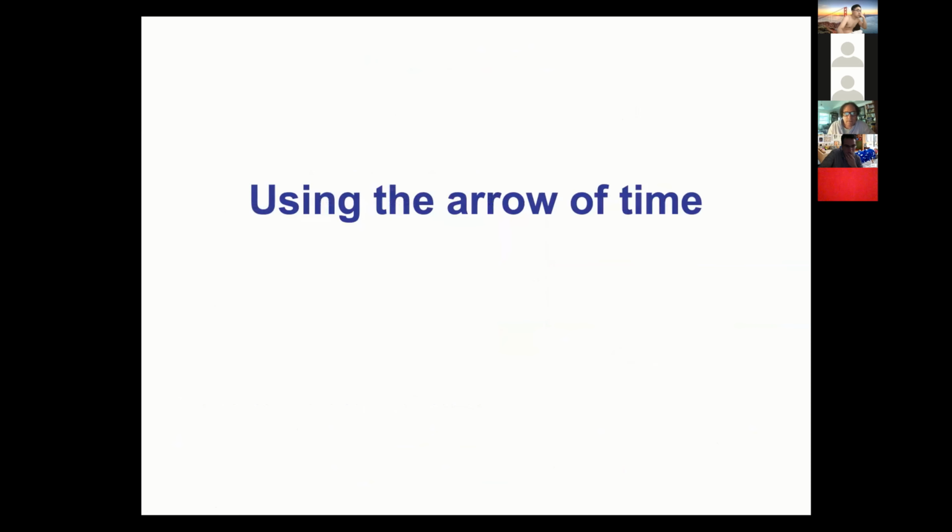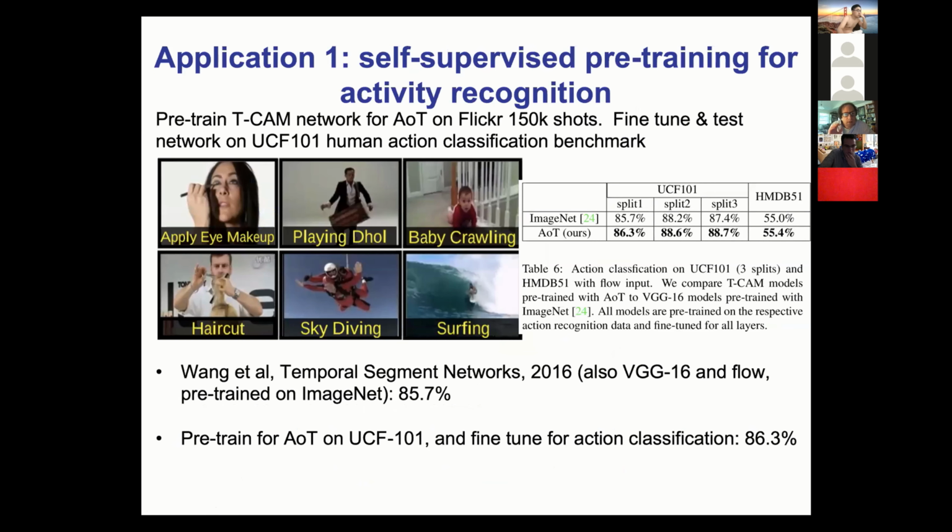Okay. So how is this useful? Well, one way, as I alluded to before, is you can use this as a pre-training to improve activity recognition. So you can pre-train an activity recognition network on labeled ImageNet or on the arrow of time. And if you do the pre-training with the arrow of time data set, you actually get better final performance in activity recognition than you do if you pre-train with these labeled ImageNet labels. So that's exciting.